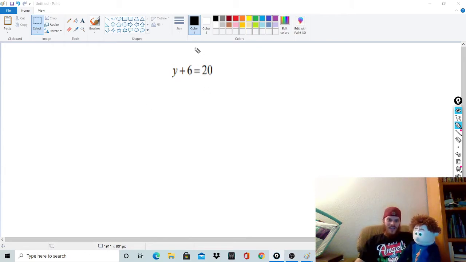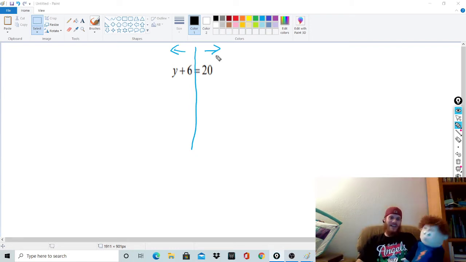So first thing I like to do is separate this equation straight down the middle here, so I have 2 different sides. I have the left side of my equation and I have the right side of my equation. The reason I do that is, I talk about it in other videos, this side needs to equal this side. If it does not, then I did something wrong.